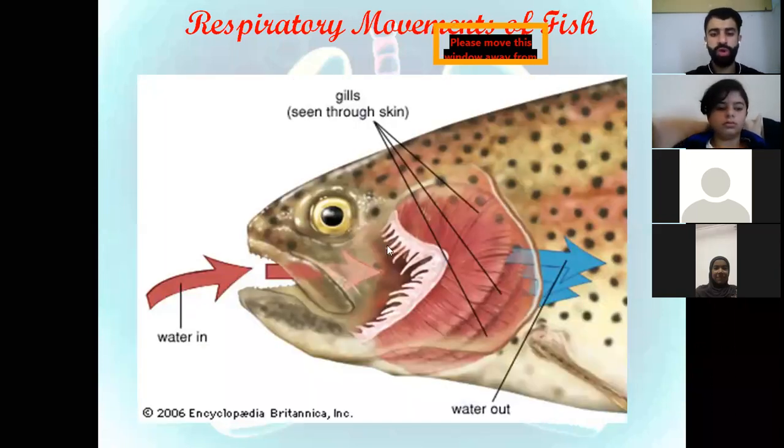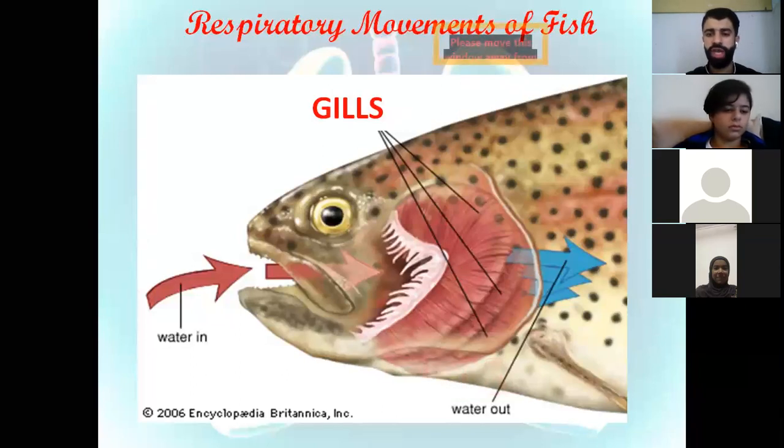So here, the water enters through inhalation and through the mouth, since the mouth is open, and exits through the operculum when the mouth is closed and the operculum is open. These are the gills that are seen through the skin. So these are the respiratory organs in the fish.